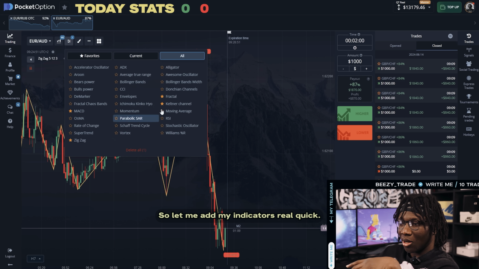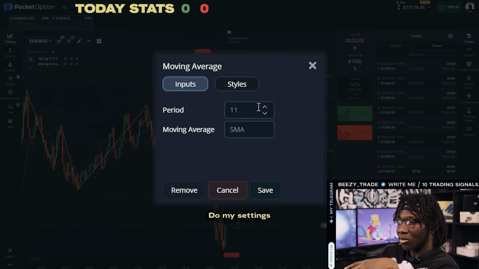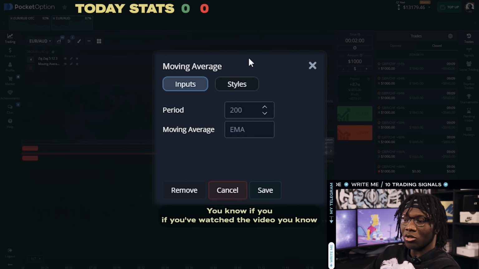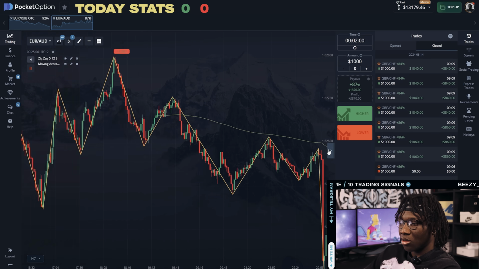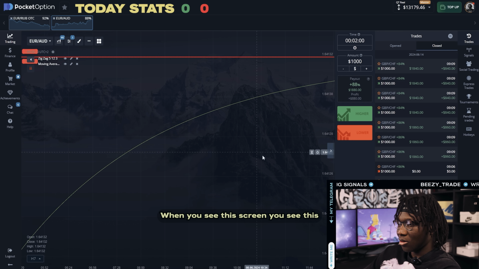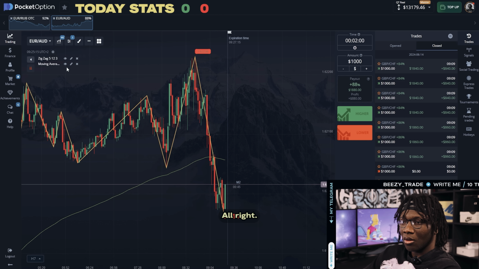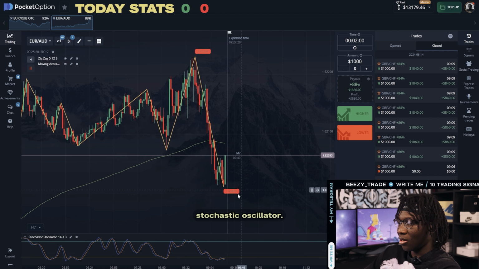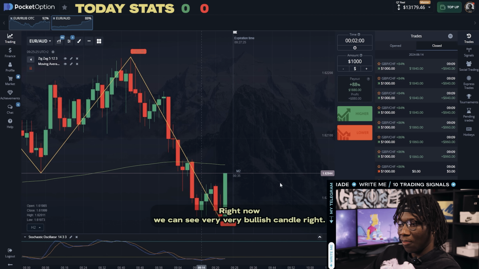So let me add my indicators real quick, do my settings. Right here it's going to be the 200 EMA. If you've watched the videos, you know that this is usually what I use. Come on, man. Can you see this? Pocket Option has to fix that. All right. And lastly, we add our stochastic oscillator. Right now, we can see a very, very bullish candle, right?